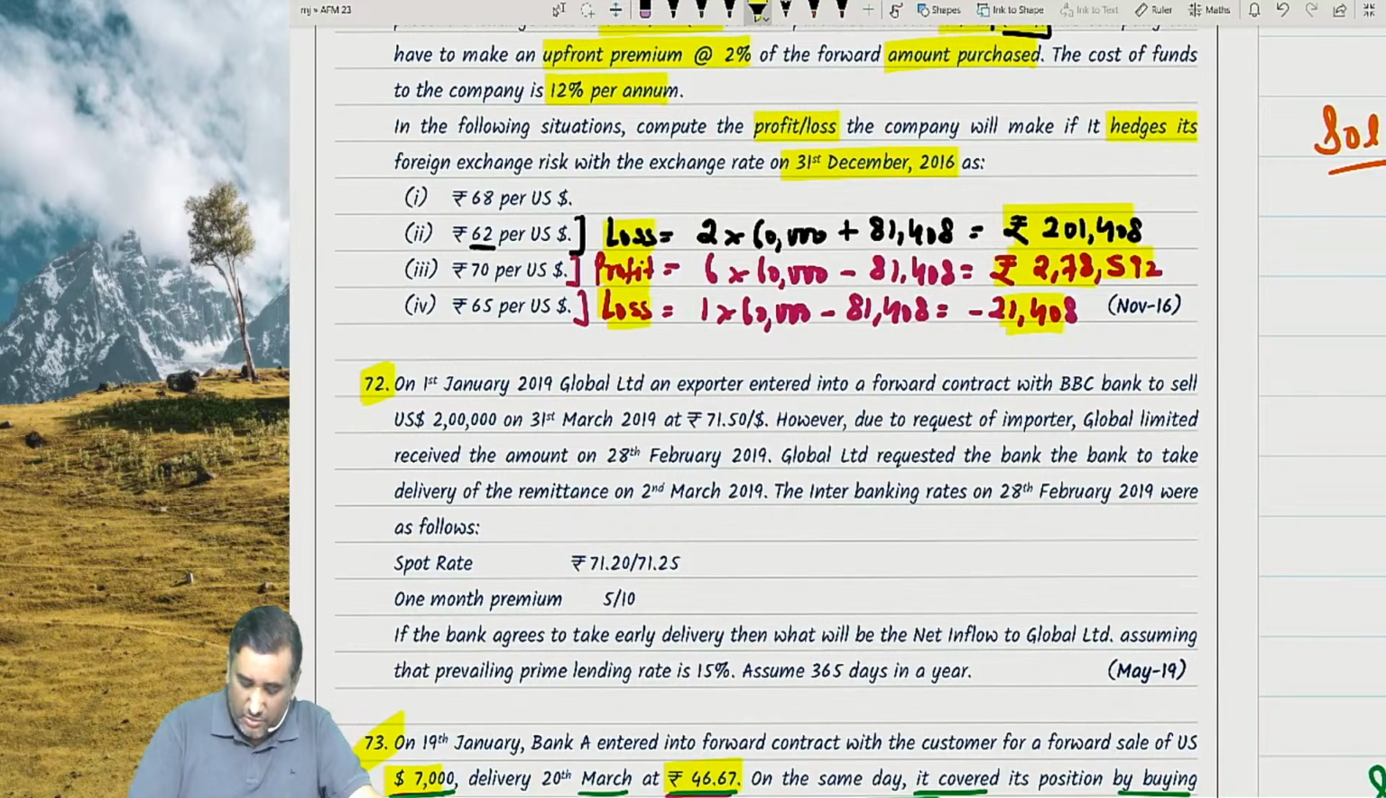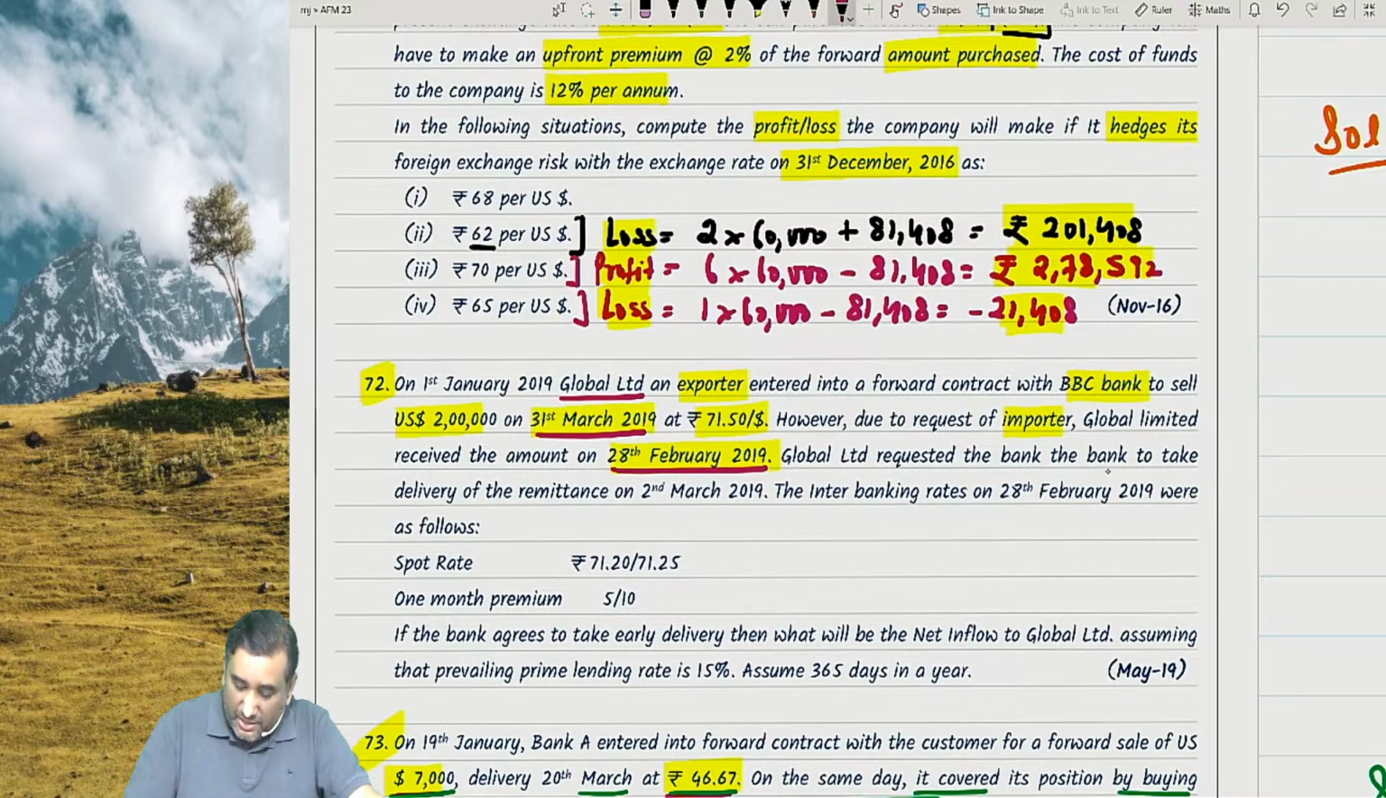On January 1, 2019, Global Limited, an exporter, entered into a forward contract with BBC Bank to sell $2 lakh on 31st March 2019 at 71.50. This was the agreement done by the customer with the bank to sell. However, due to the request of the importer, Global Limited received the amount on 28th. So Global Limited has received earlier now, and how many days earlier? 31 days. 28th Feb is 31 days here.